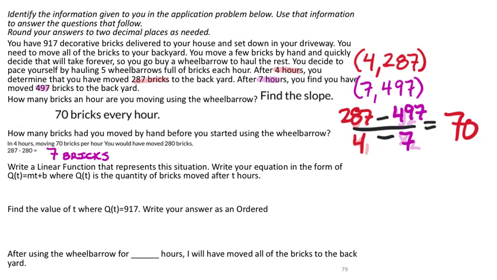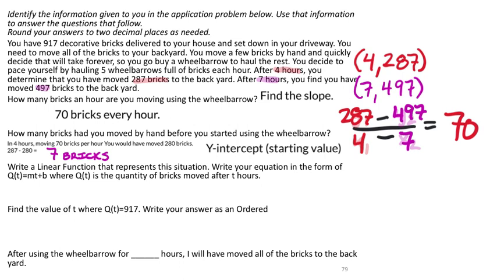This also was the y-intercept, because it's the initial value. It's the value that you start with. It's the starting value. So you'd move 7 bricks, then you're like, you know what, this is ridiculous. I'm going to go get a wheelbarrow. Boom, you found it. And from there, you're moving 70 bricks every hour.